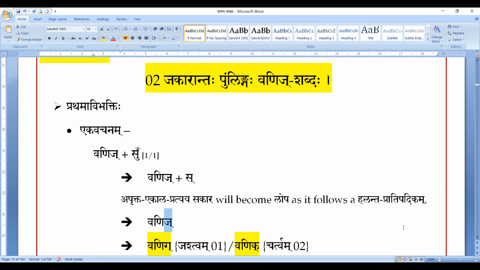Chavargasya Tritiya Varnaha: the third letter of the Varga will be replaced by the corresponding Kavarga letter, which is Gakara. By what rule? Just for Sandhya, Kutvam.